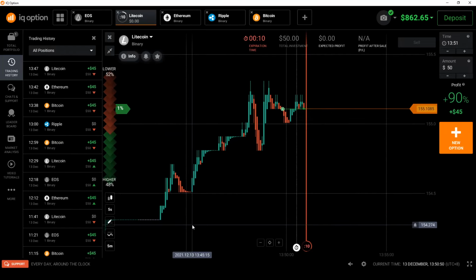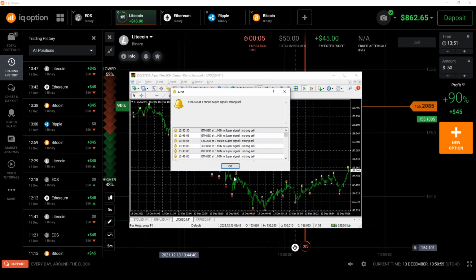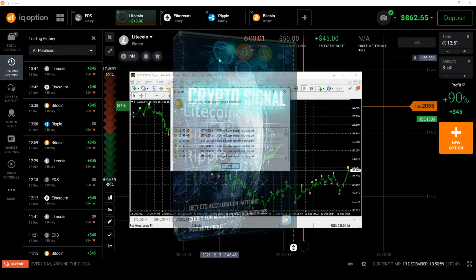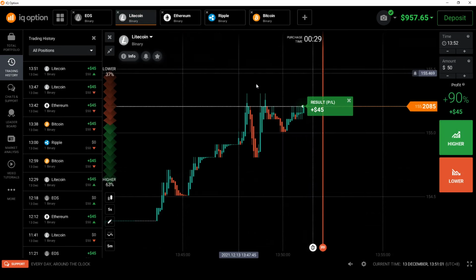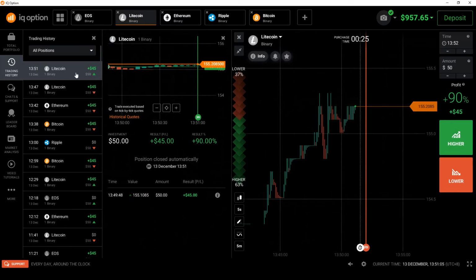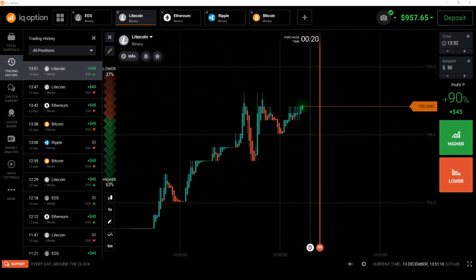Hello everyone, we are going to be trading major cryptocurrencies on IQ Option with the use of our main strategy, the Crypto Signal indicator. Crypto Signal is designed for major altcoins as well as Bitcoin. It generates a signal whenever the average true range and the moving average meet the settings coded into the indicator.